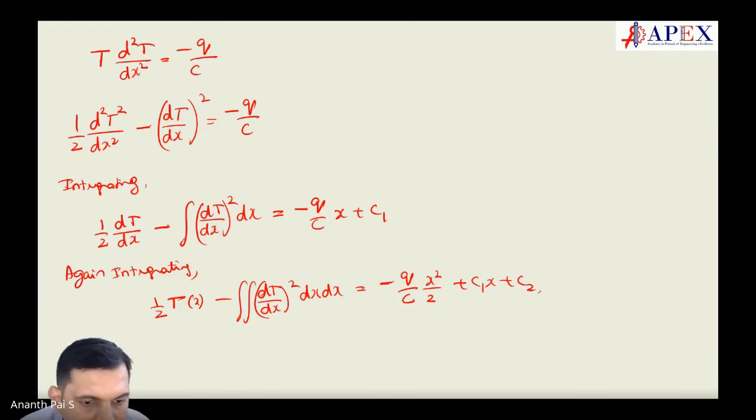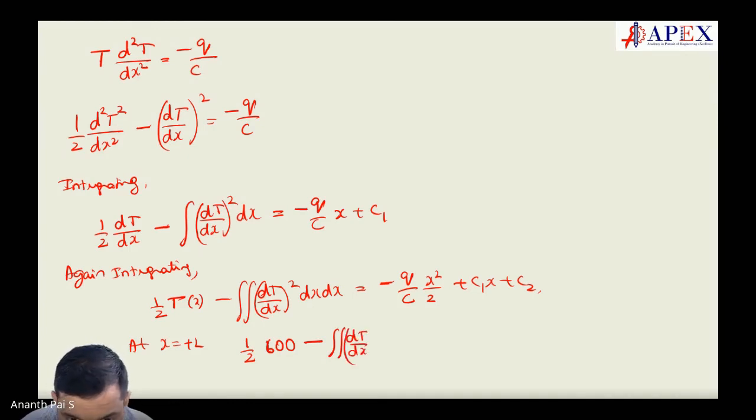Fine. Now at x is equal to plus L, calculate c1 and c2, students, like this. X is equal to plus L, half into T1, that is 600, minus integration of dT by dx. Write this till here, then we will continue in the next slide. Is equal to minus q by 2c, because it is 1 plus 1, plus c1 plus c2.